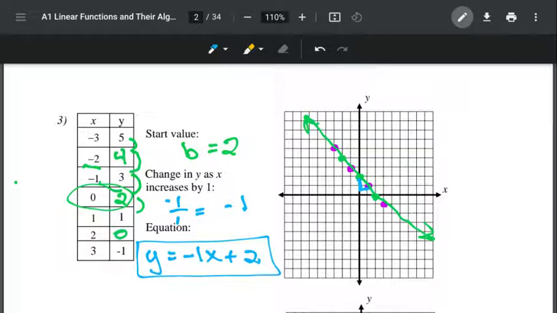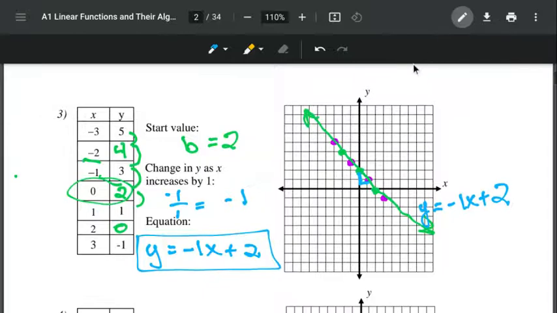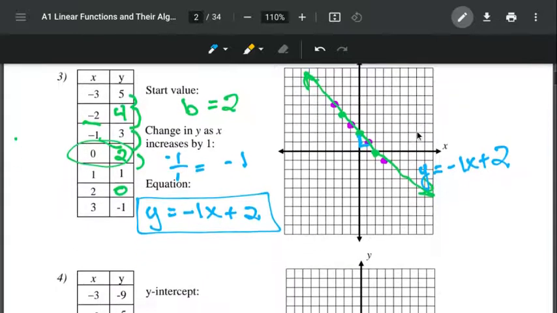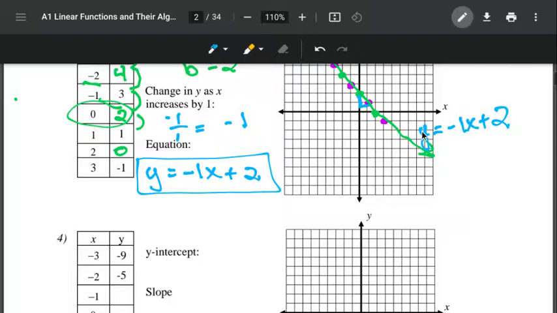One thing I forgot to mention on the first page, it's always good practice to label your graph. Sometimes it makes a big difference, sometimes it doesn't. When in doubt, label it.